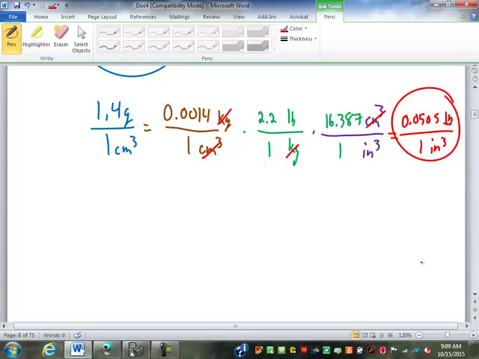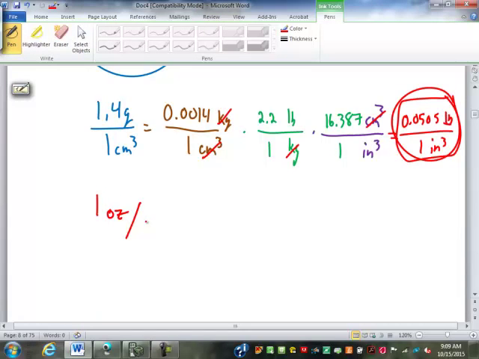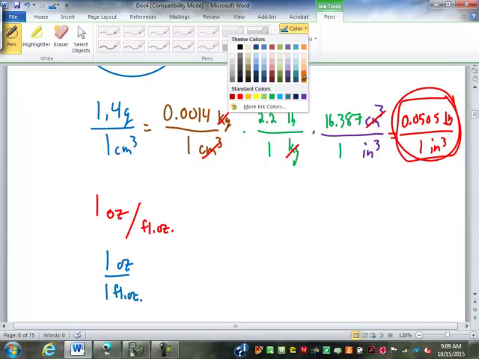Now to compare, is that pretty dense? Well, what's the density of water? We know the density of water is 1 ounce of water per fluid ounce. Can we convert that into pounds per cubic inch? Yeah, we probably could. 1 ounce, 1 fluid ounce. Let's work with the fluid ounces first.